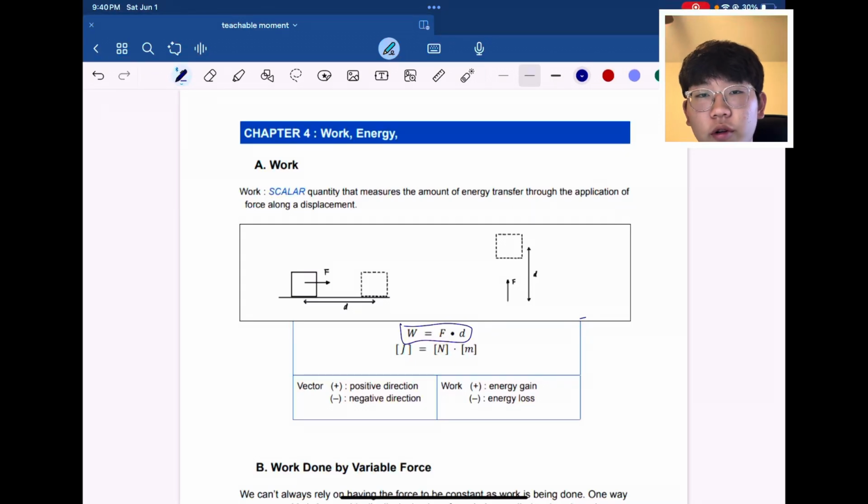Hello, today I'm going to go over work and energy. To begin, the definition for work is a scalar quantity that measures the amount of energy transferred through the application of force along the displacement.